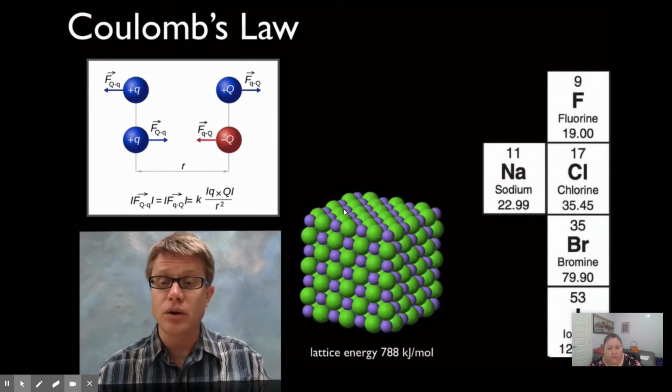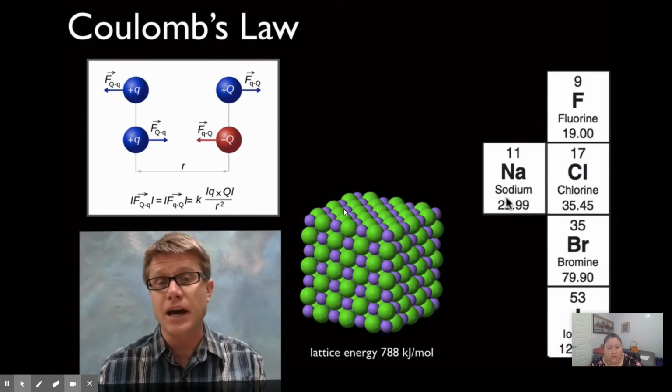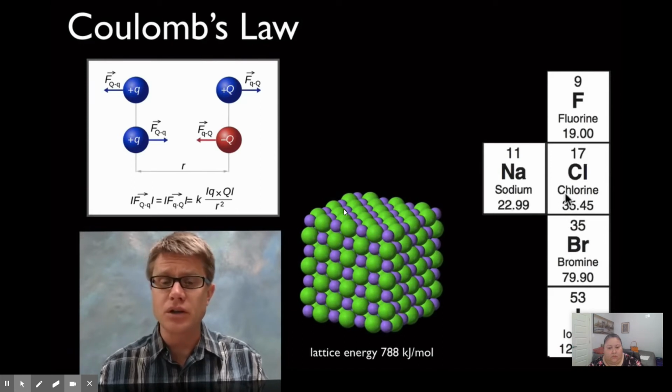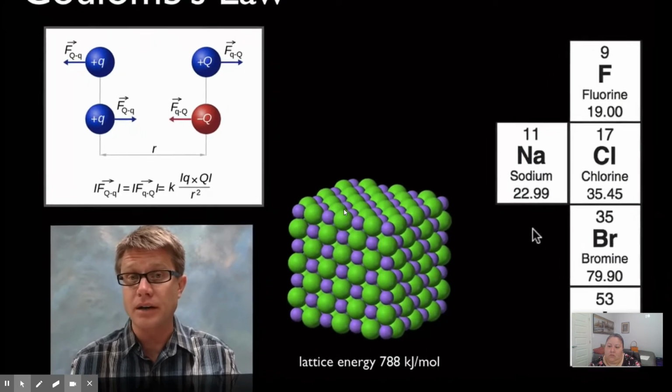So let's throw sodium chloride up here. Sodium is going to be the cation, chlorine is going to be the anion. And then there's something called lattice energy, which is just a way to measure how well this lattice is held together. So if we look at this right here, make a prediction. What do you think is going to happen when we move this from sodium chloride to sodium fluoride?